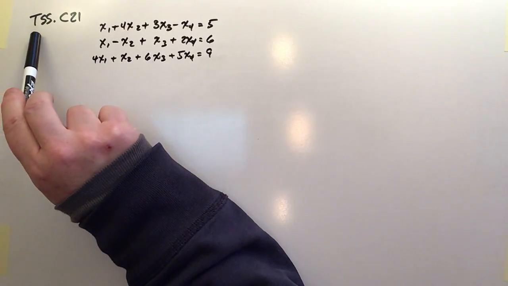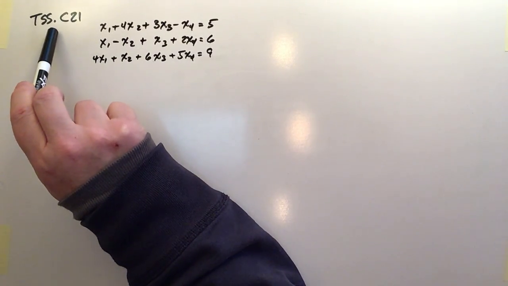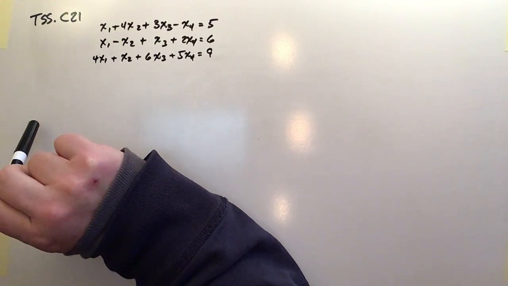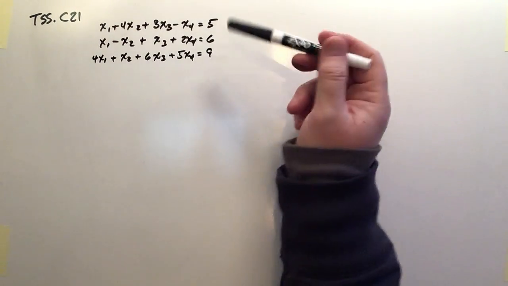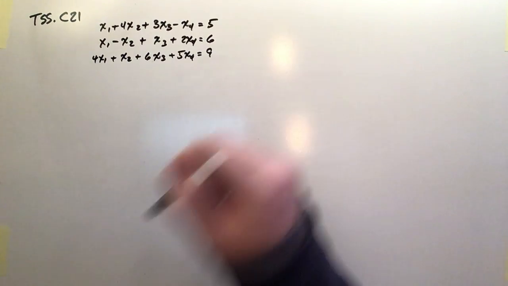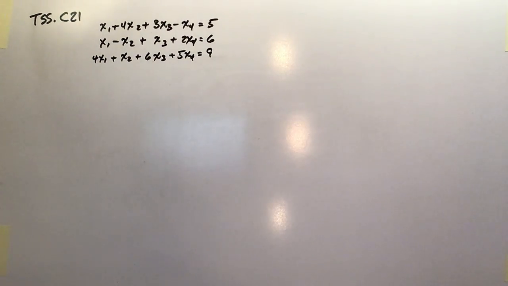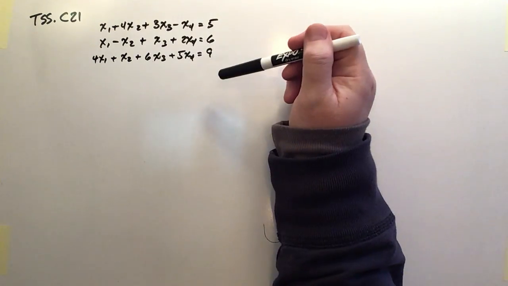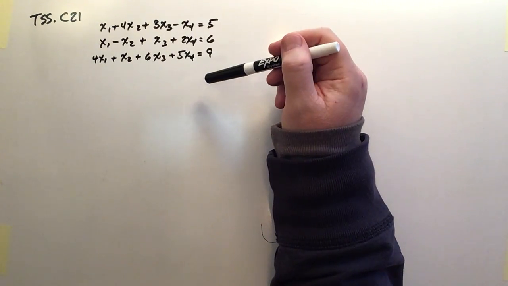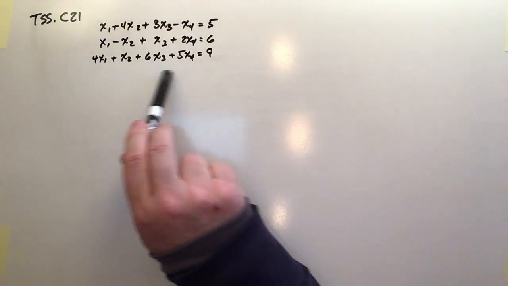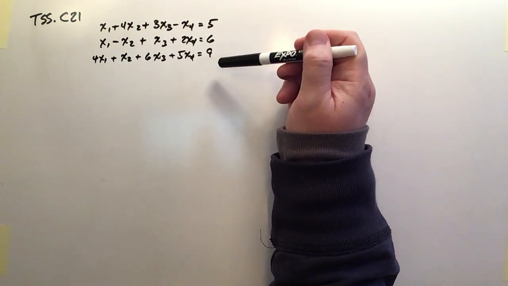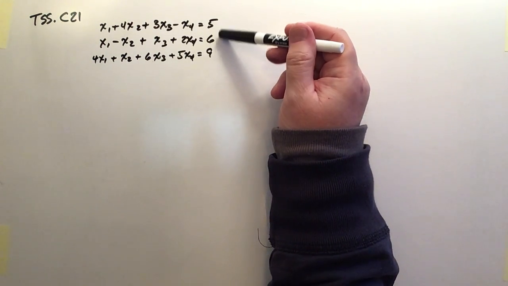This is TSS Types of Solution Sets, question C21. And that's just what it's asking. It's asking for this particular system of equations, what is the type of solution that it has? I'm already skeptical of this system because it has 4 variables, but only 3 equations. Now, that doesn't mean it's necessarily non-solvable.